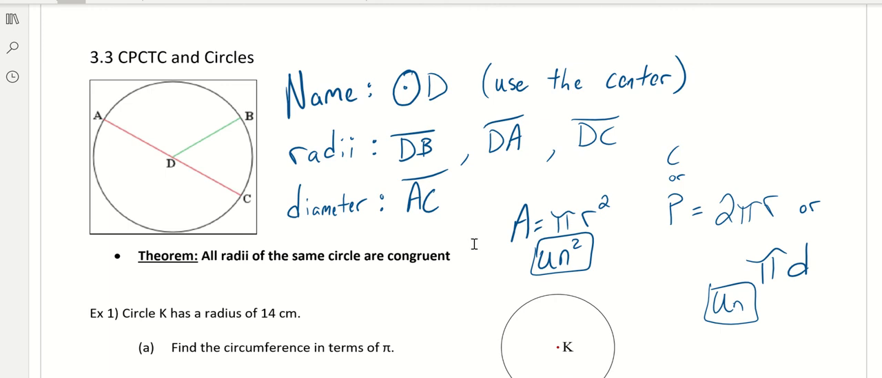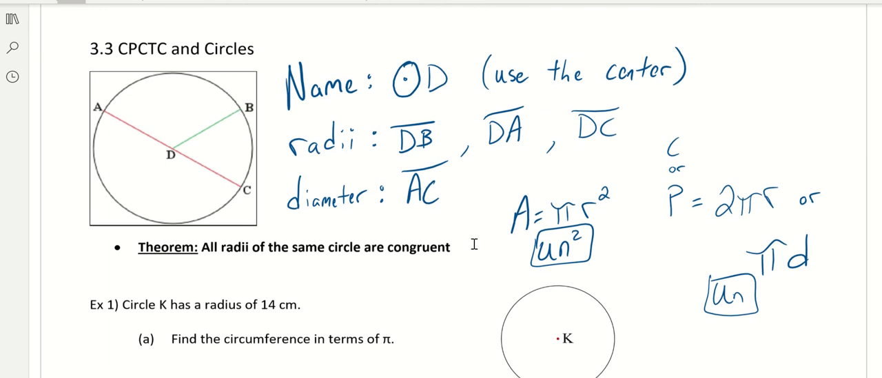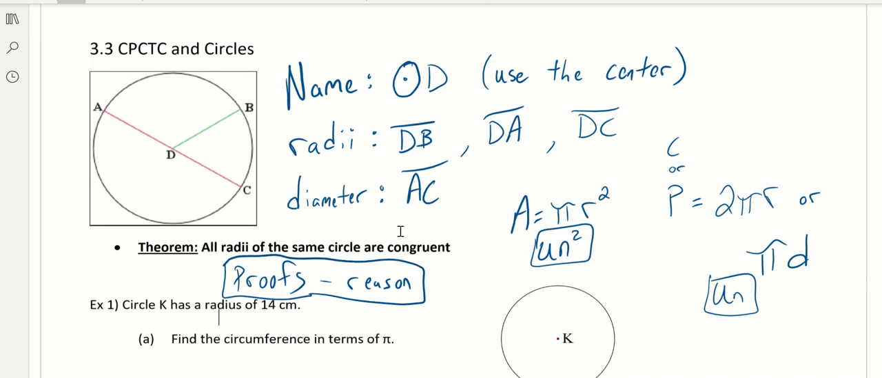Here we have a theorem. All radii of the same circle are congruent, or you might say all radii in the same circle are congruent. This is going to be used in proofs. This is a reason in proofs. So this is something you need to commit to memory because you're going to have to draw upon this as we work proofs. So what would you write? Well, if for some reason you had to say dB is congruent to dA, dB is a radius, dA is a radius. If dB is congruent to dA, how do we know that? Because all radii of the same circle are congruent.